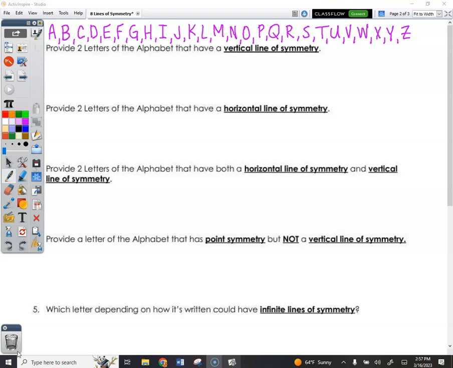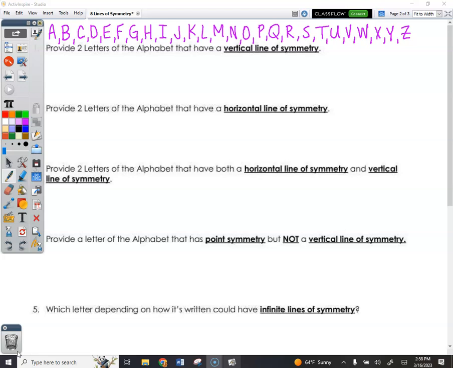So provide 2 letters of the alphabet that have a vertical line of symmetry. This would mean you can fold them hot dog style. Start throwing letters out. T works. H. V, I. H, M. M is okay.